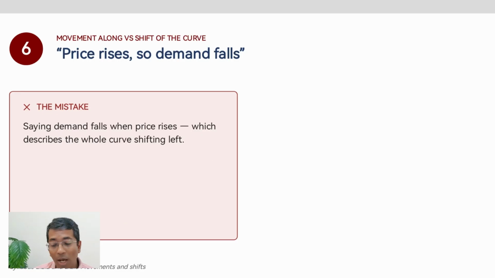Okay, this one is: price rises so demand falls. Now that is a huge problem. Maybe if you are not careful, you will always be doing that. When you say that demand will fall when price rises, it means you are saying that when the prices are changing, the demand curve itself will shift. That's the very fundamental mistake about the law of demand. The law of demand never says that the demand will change. The law of demand says quantity demanded will change. Understand the difference between these two words. They are two different things.